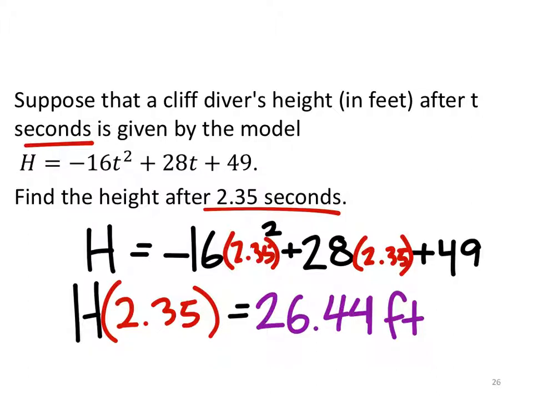So the cliff diver with this model of height after 2.35 seconds would still be 26.44 feet off the ground.